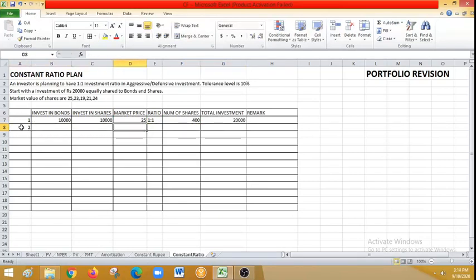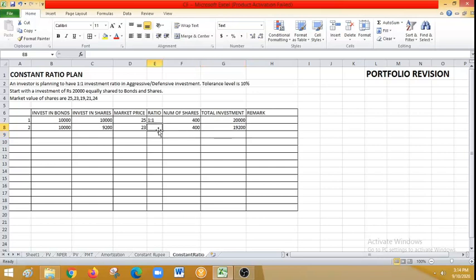Second, what is my second price? The second price is 23, with 10,000 in bonds. Now the investment in shares will come down, because the market price earlier was 25 and now it is 23. So it equals 23 multiplied by the 400 shares I have, which is 9,200. The total investment is investment in bonds plus investment in shares.